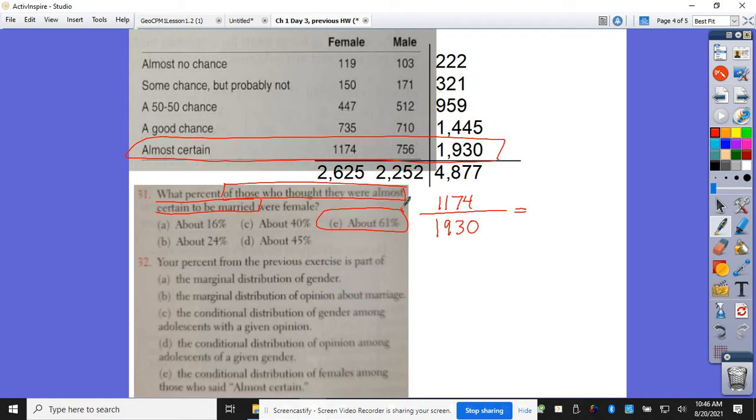Is this marginal? No, it's not two variables. So this is the switched one. So it's the conditional distribution of gender among adolescents of a given opinion. So it's the one we just talked about. I just did it with what he just asked about. This is 30, 31, or 31, 32, as opposed to 29, 30. Questions with this, other than 26?